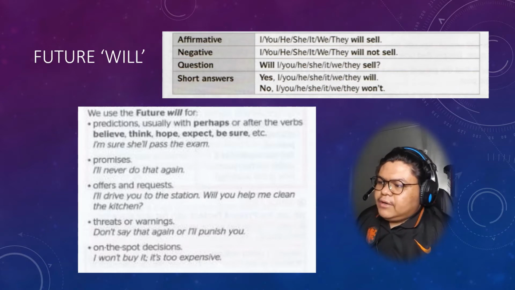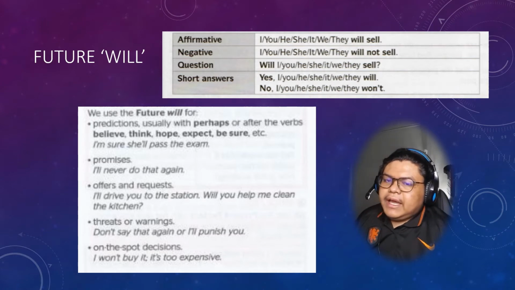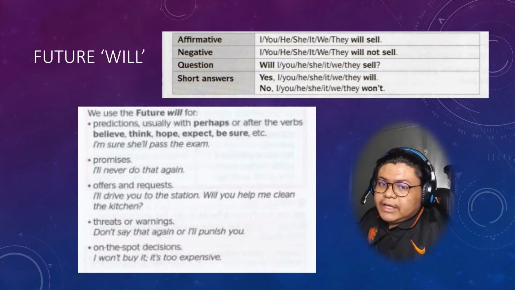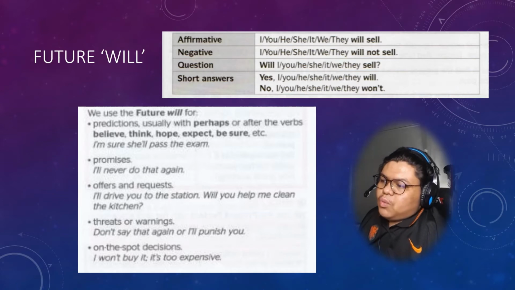And for short answer, you will start with yes or no, and then followed by the pronouns, and if it's positive, you will say will. And if it's negative, you will say will not, or in this case it can be shortened into won't.